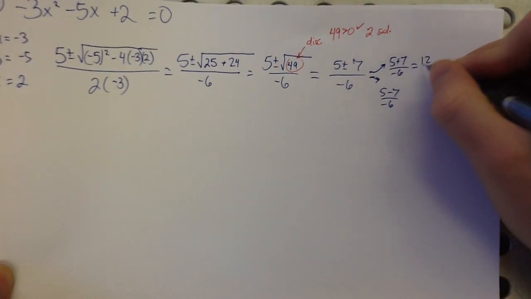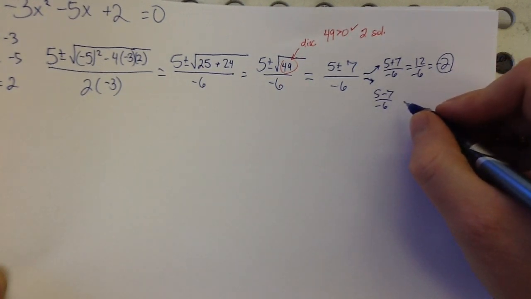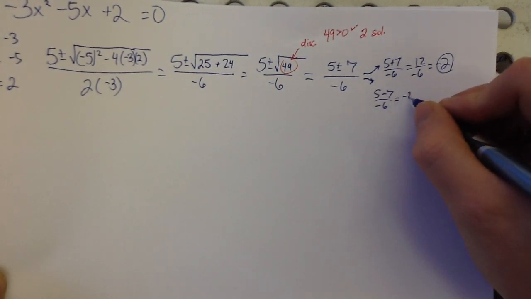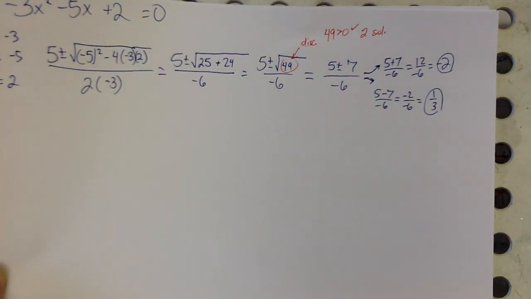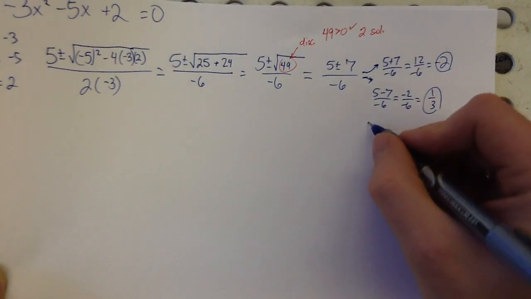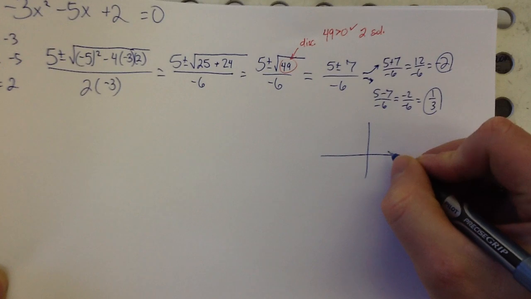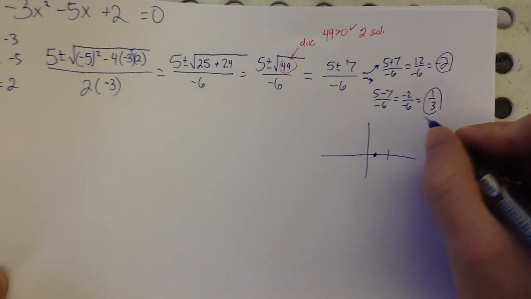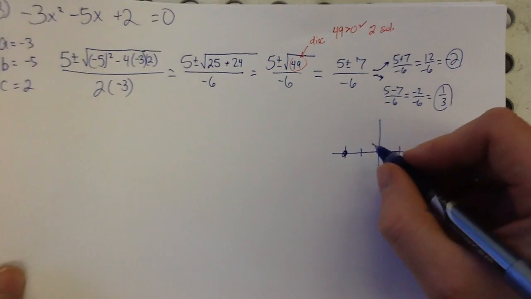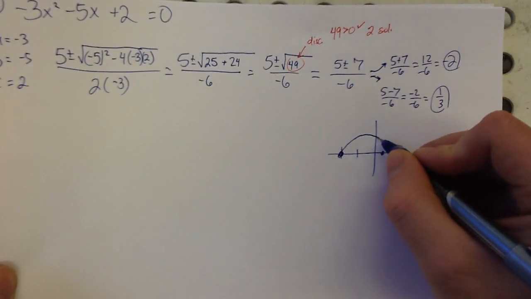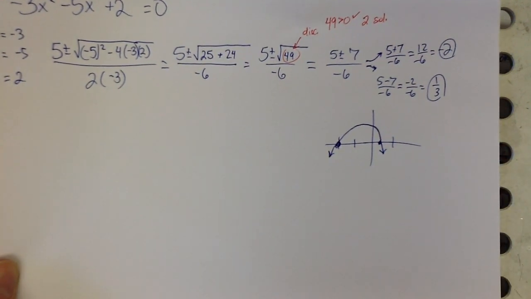Okay, so 12 over negative 6 becomes negative 2. And then 5 minus 7, well, that's negative 2 over negative 6. That's a fraction, but it's still not too bad of an answer. There's my 2 solutions. So here's how this will look. If I put it on a graph, just to give you some idea what's going on, at 1/3, so about a third of the way to 1, there's a solution. And at negative 2, there's another solution. Now, I know from experience this is going to open up this way, look something like that. And pretty soon I'll teach you how you can know that too.